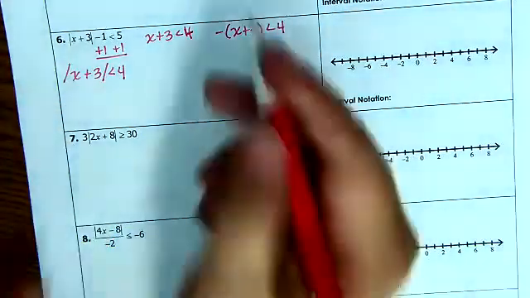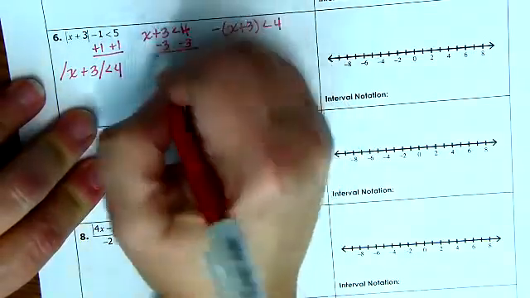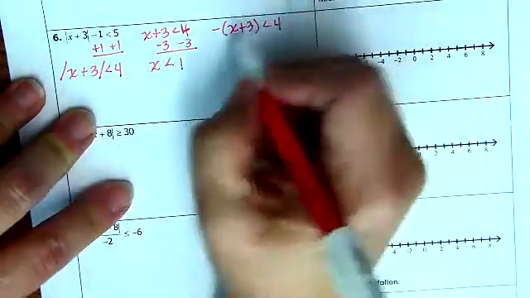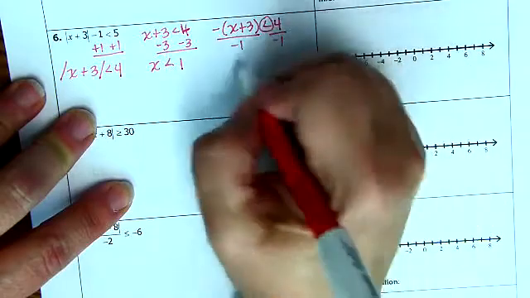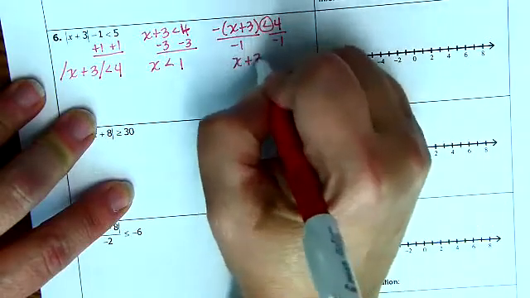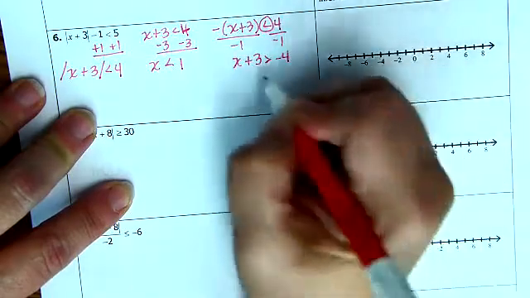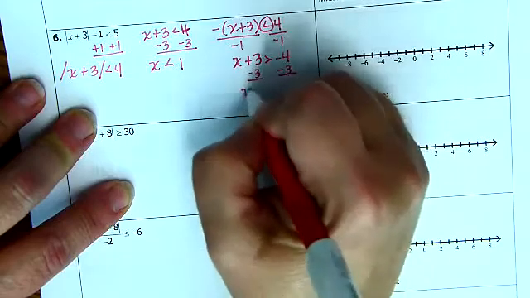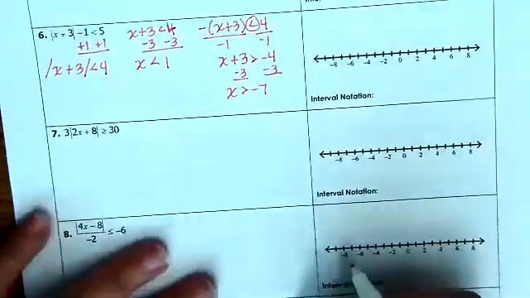And now I solve. Subtract 3, subtract 3. X is less than 1. Divide by the -1. Flip my inequality symbol. So I have x plus 3 is greater than -4. Subtract 3, subtract 3. X is greater than -7. And now I graph.